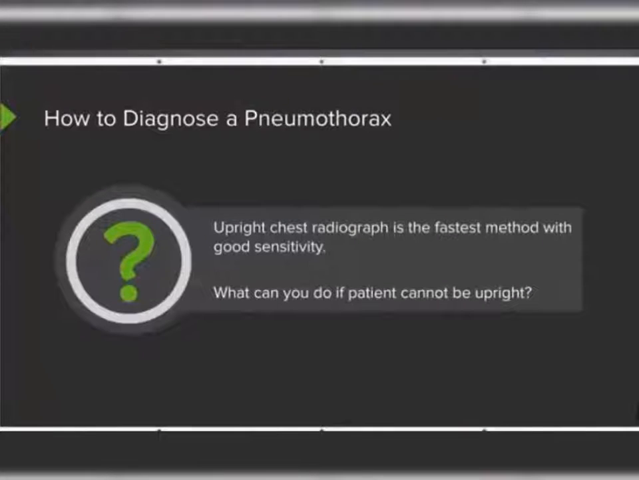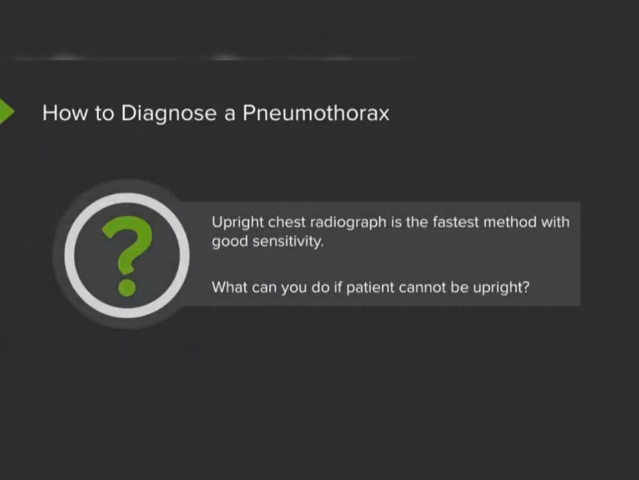So what's the best way of diagnosing a pneumothorax? When a patient comes in and you're suspecting a pneumothorax, an upright chest radiograph is really the fastest method, and it has very good sensitivity. But what can you do if the patient can't be upright? Is there another alternative?